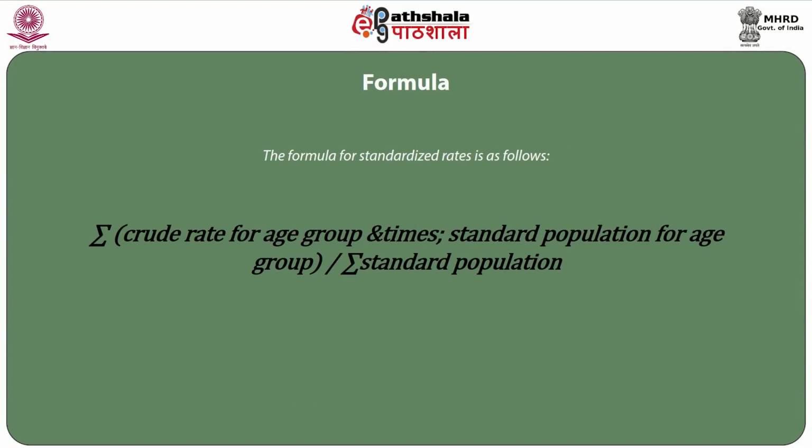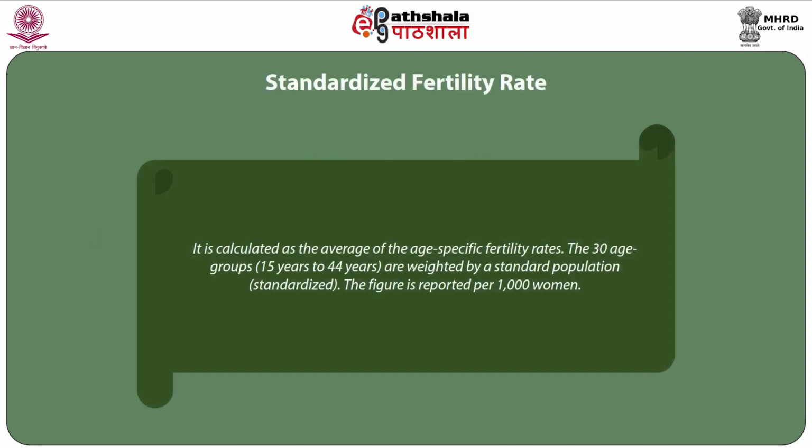Let's look at the formula. The formula for standardized rates is as follows: sigma of the crude rate for age groups times the standard population for the age group, divided by sigma of the standard population. Standardized fertility rates are usually calculated as the average of age-specific fertility rates. The 30 age groups, that is usually the reproductive age group of 15 years to 44 years, which is the reproductive lifespan, are weighted by a standard population. The figure is reported per 1000 women.